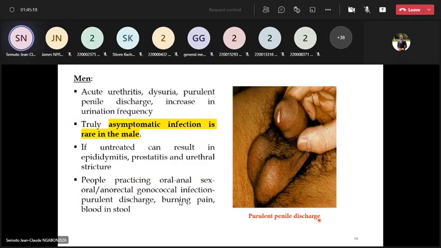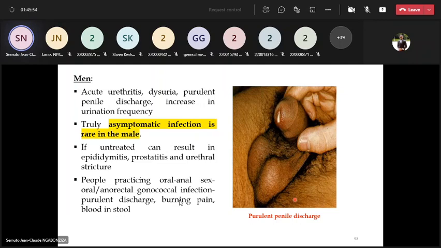So for men, asymptomatic infection is rarely seen. In men, the symptoms will always be there. You can see purulent penile discharge, especially at the start, acute urethritis, dysuria, increase in urination frequency, and sometimes this will be the main sign by which they will know that the infection is there.